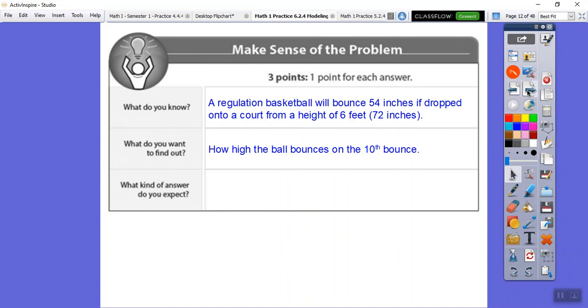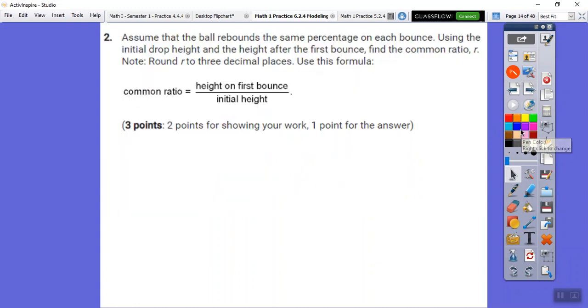So what kind of answer do we expect? Well, something that's positive, I know that, in inches, and it's going to be much less than 54 inches because it keeps bouncing less and less. So assume that the ball rebounds the same percentage on each bounce. So use the initial drop height, which was 72 inches, and the height after the first bounce, which is 54 inches, to find the common ratio.